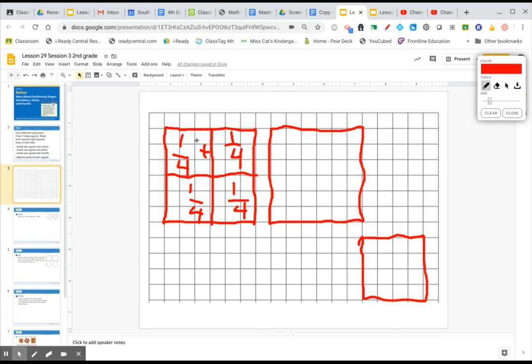If you do have graph paper or grid paper, you can count 1, 2, 3, 4, 5, 6, 7, 8, 9 parts are in here. So it's easy to see that these are equal parts. So 1/4, these are all 1/4 parts. If you didn't do that with the halves and thirds yet, go ahead and do that, and we're going to move on.